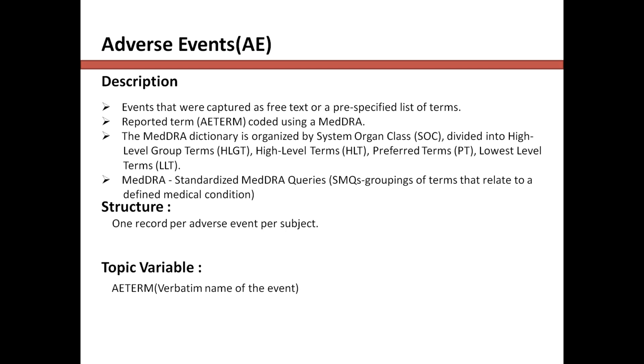The MedDRA dictionary is organized by system organ class, and it is subdivided into high level group term, high level term, preferred term, and low level term. MedDRA also contains MedDRA standard queries. During programming, we sometimes consider SMQs based on the study requirement. The structure of the adverse event domain is one record per adverse event per subject, and the topic variable is AE term.